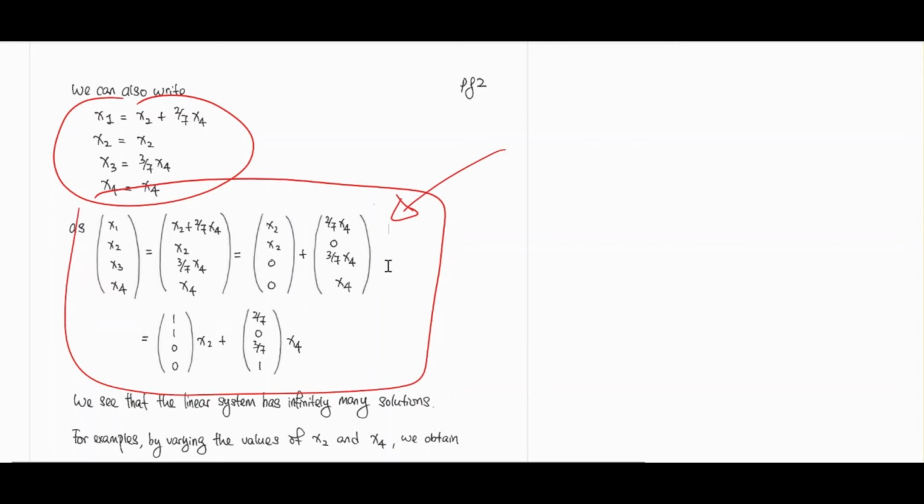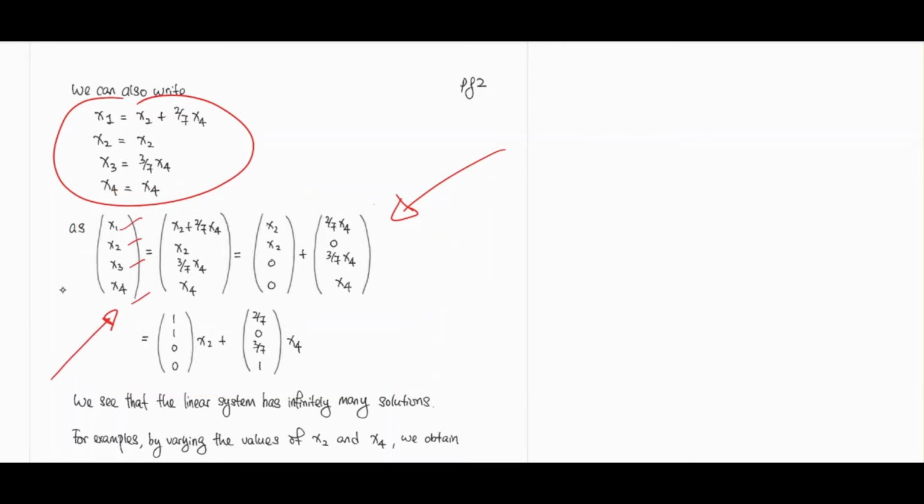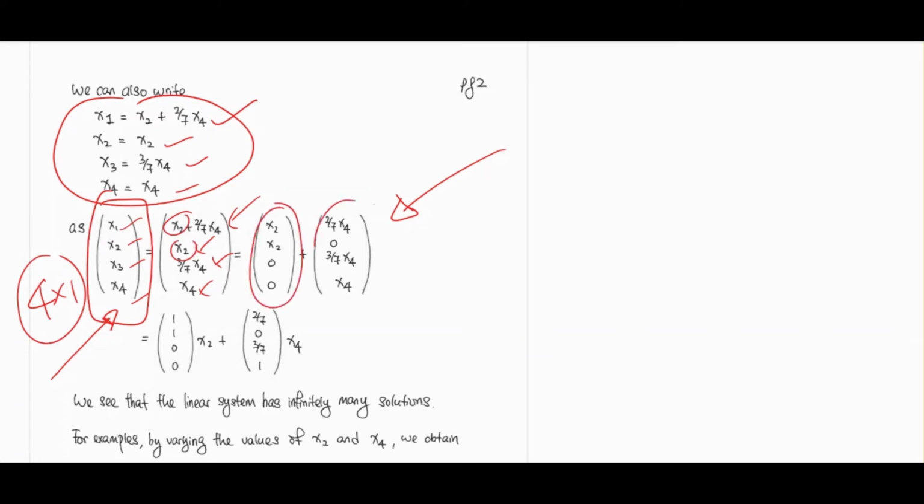But this is basically writing our solution x1, x2, x3, x4 as a column vector. This is what we call a column vector, and this is a type of matrix. This is a matrix of size 4 by 1. We basically copy everything down right here, and we are writing all the x2 stuff together and all the x4 stuff together.